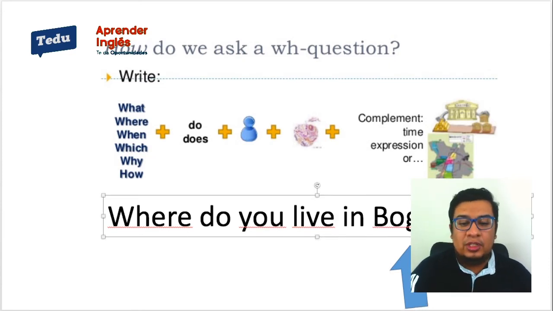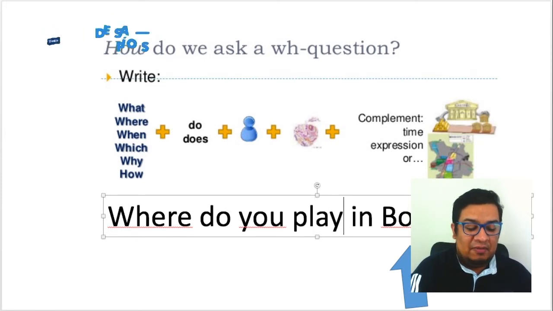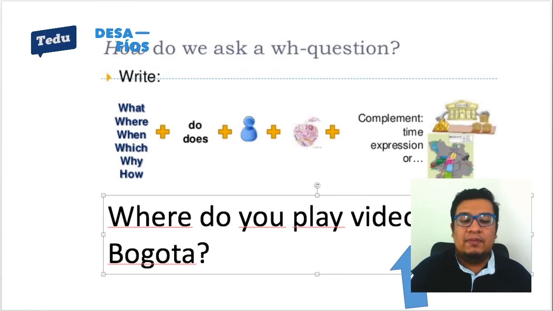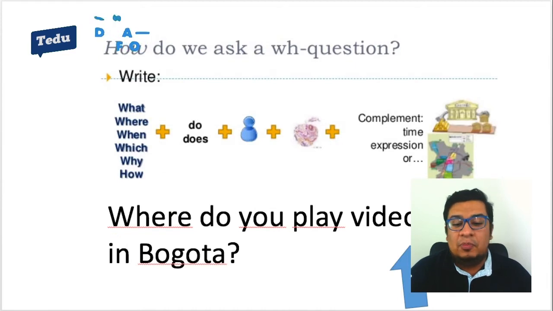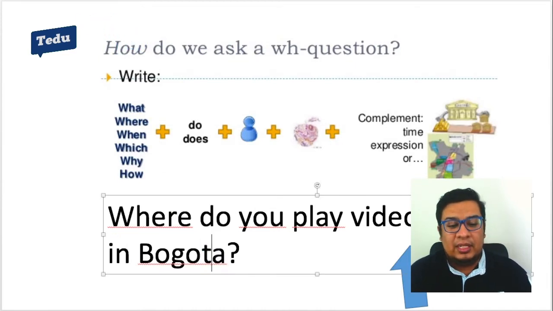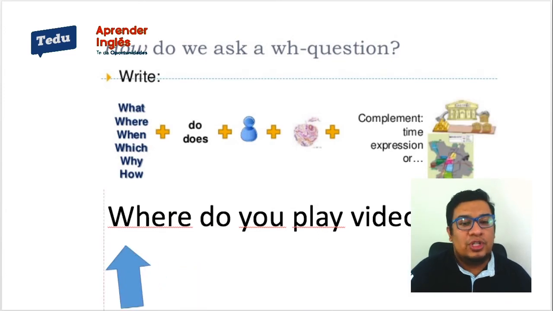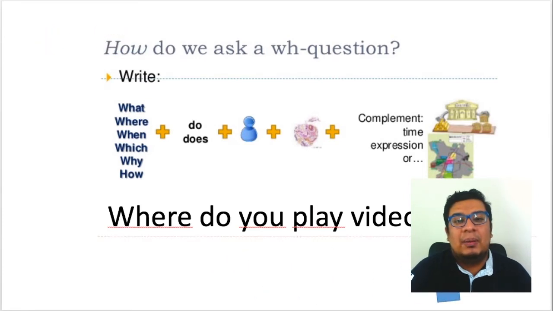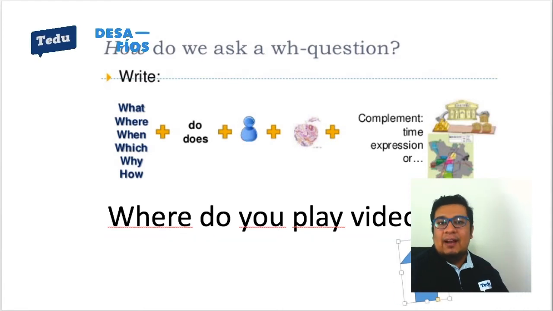For example, you can change the verb. For example, where do you play video games? Y vamos a utilizar la misma pregunta. Solamente la vamos a dejar así. ¿Listo? Where do you play video games? Again, WH question, ¿dónde juega videojuegos? Do, the auxiliary, you, el verbo, y el complement. You see? We have the complement here.